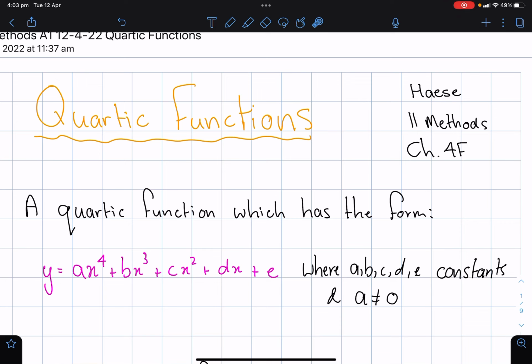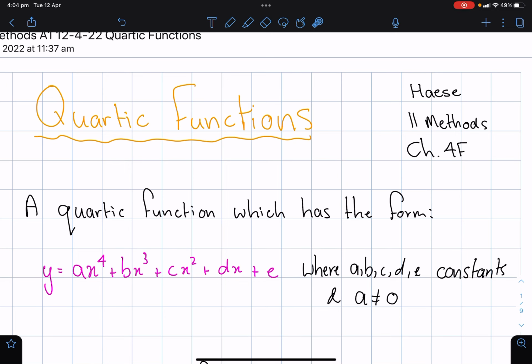So today we are continuing on with our polynomial work. We just finished looking at cubic functions and their graphs. So now we are going to move on to quartic functions, so that next step up. So this is looking at chapter 4F in the Hazy 11 Methods textbook.